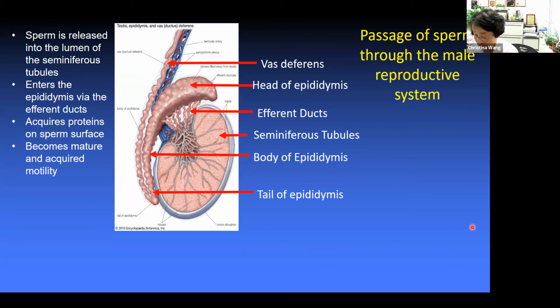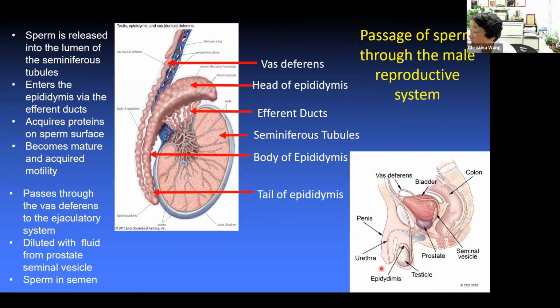they become motile, and the ejaculatory ducts then go to get fluid from the seminal vesicle and the prostate, so that the semen that is ejaculated contains fluid mainly from the seminal vesicles and the prostate, and of course the sperm that comes from the testes. So this is the passage of sperm through the reproductive system.